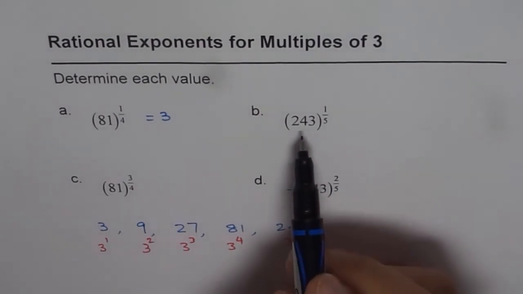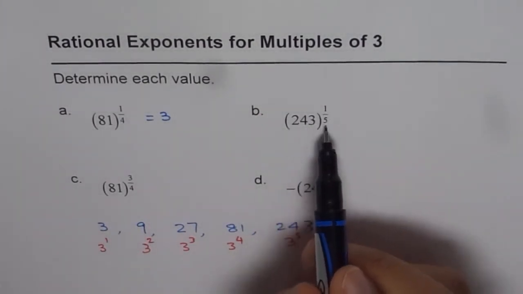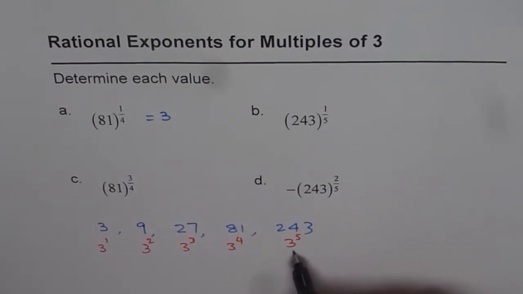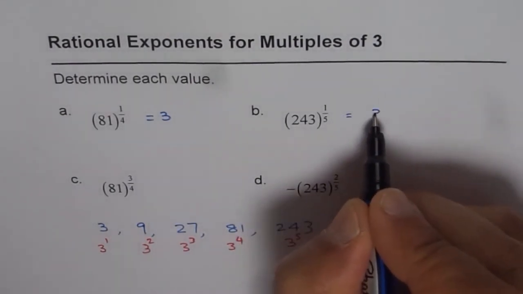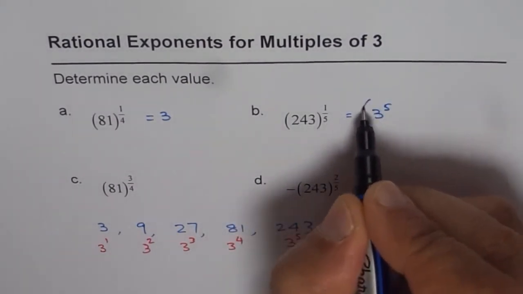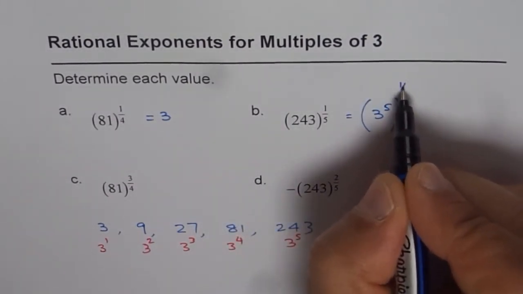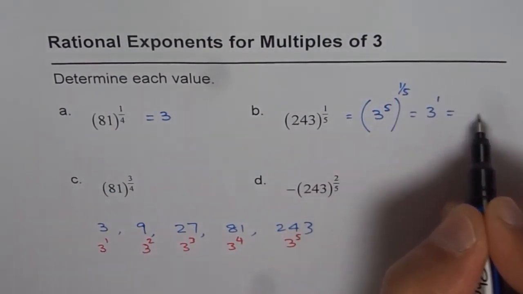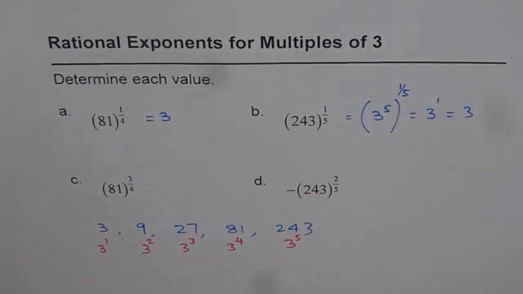Now the next one is 243, fifth root. So fifth root of 243 should be 3, since 3 to the power of 5 is 243. So you can think like this. 3 to the power of 5 is 243, and we want to find the fifth root, right? That means when you take the root, you get 3 to the power of 1, which is 3. So 3 is our answer, correct? So this is a way to get the answer for exponents.